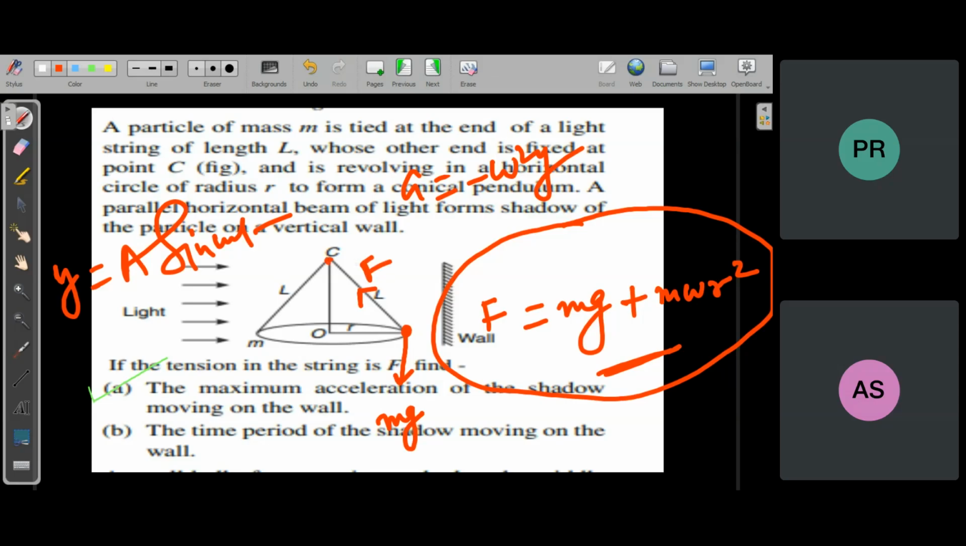F will act in this direction, sir. Yes, sir. And the centripetal force m omega square r will act also towards the central axis. Okay. Then how did you write this equation?